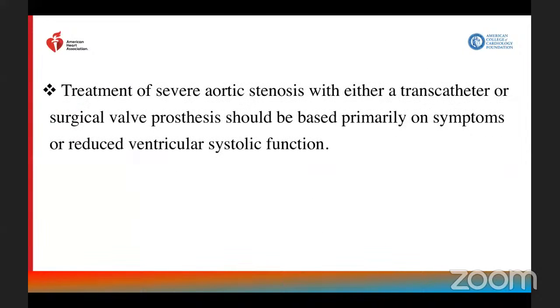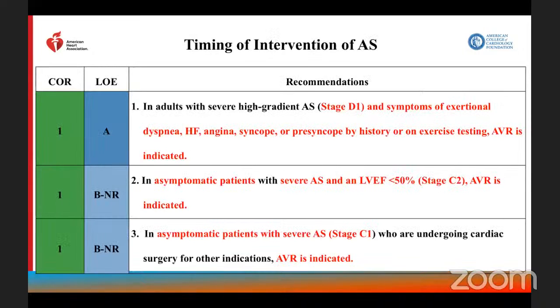So treatment of severe aortic stenosis with either a transcatheter or surgical valve prosthesis should be based primarily on symptoms or reduced ventricular systolic function. In adults with severe high gradient AS, stage D1, and symptoms of exertional dyspnea, heart failure symptoms, angina, syncope or pre-syncope, by history or on exercise testing, aortic valve replacement is indicated, and it's a class 1A.